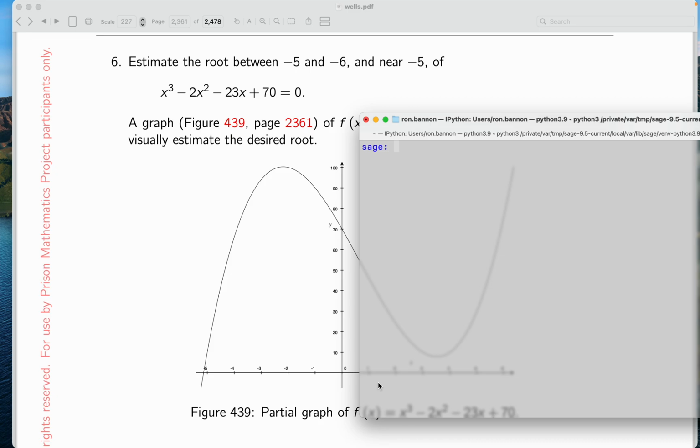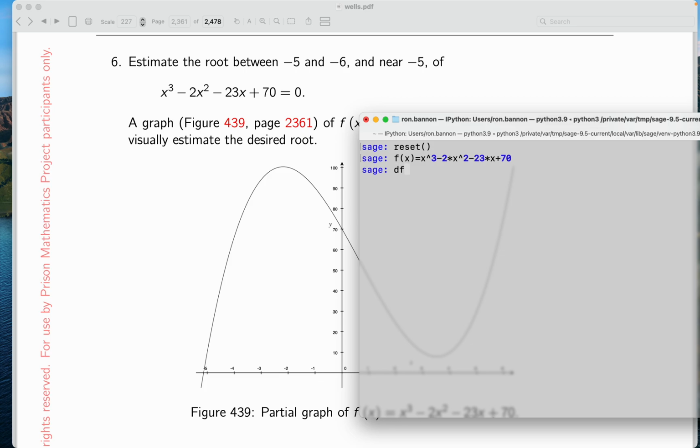So what I'm going to do over here is the same thing I've always done, reset. I'm going to define my function. What's my function? X cubed. He loves the cubes, doesn't he? 2 star x squared minus 23 star x plus 70. Hit return.